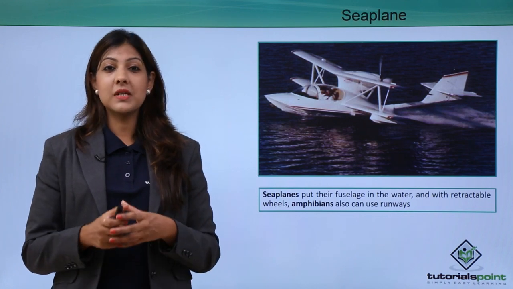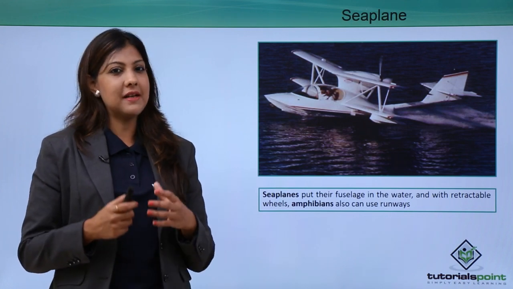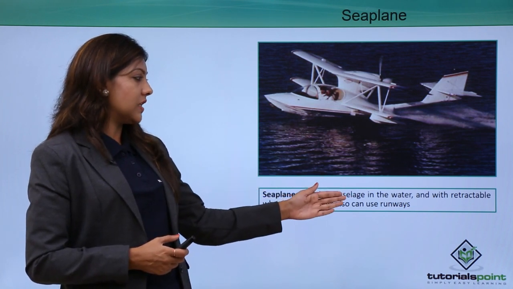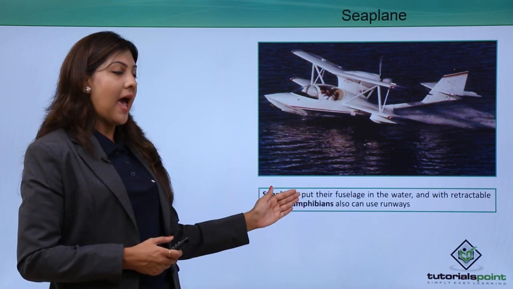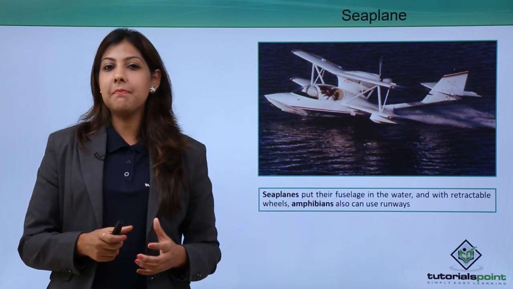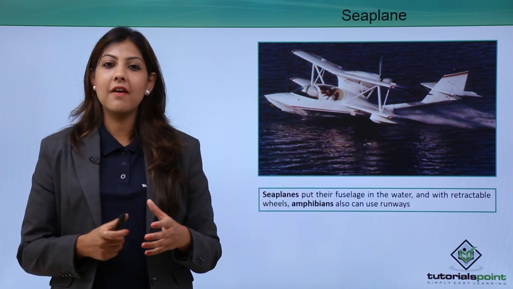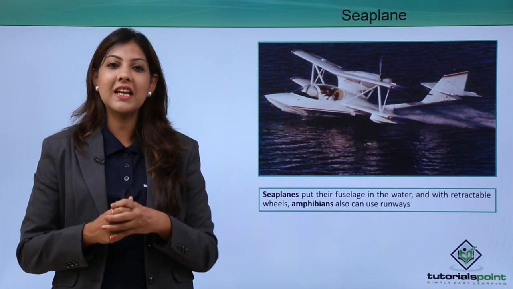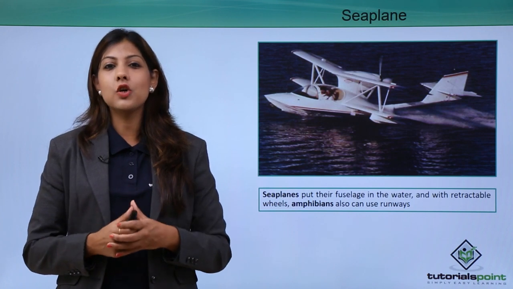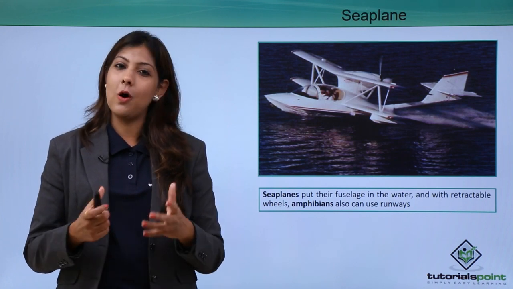Let's understand about seaplanes. Now, what are seaplanes? Again, similar to float planes. They put the fuselage in the water, and with retractable wheels, amphibians also can use runways. So seaplanes and float planes have a similar quality of landing into the water when they have the need to, and they can land onto the land also on a runway.